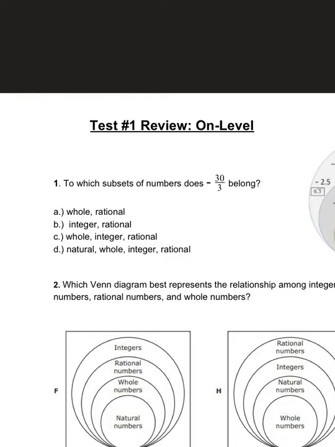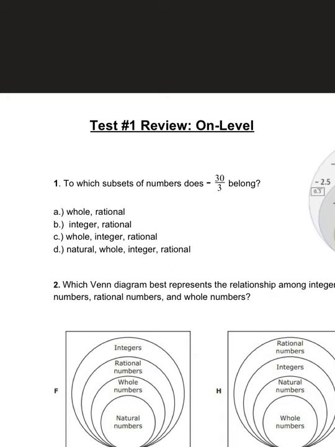On here, I'm going to go through the test number 1 review questions. So follow along. Skip any if you already know how to do it, or just watch it if you want to double check yourself. So the first question says, to which subsets of numbers does negative 30 over 3 belong?